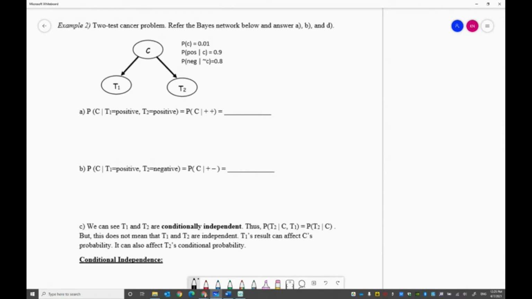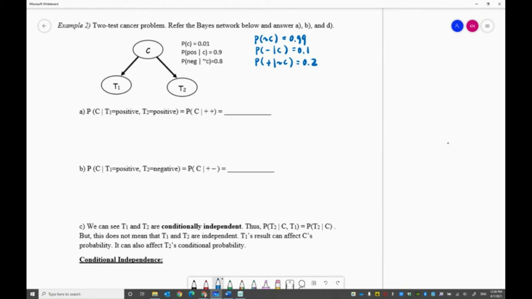We have three parameters. The prior probability to have cancer is 0.01. And because of that, we can also derive the probability of not having cancer, that is 0.99. Then from the second one, that is conditional probability, probability of positive given C is 0.9. That means probability of negative given C is 0.1. Probability of negative given not C is 0.8. That means probability of positive given not C is 0.2.